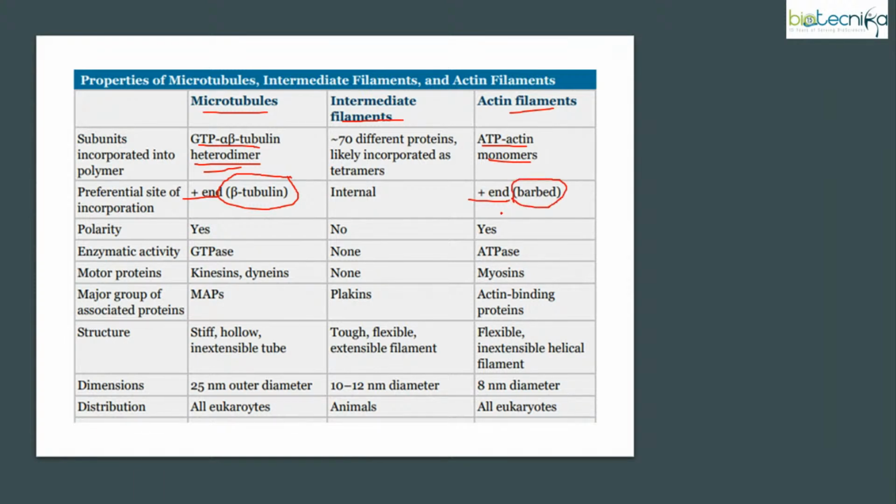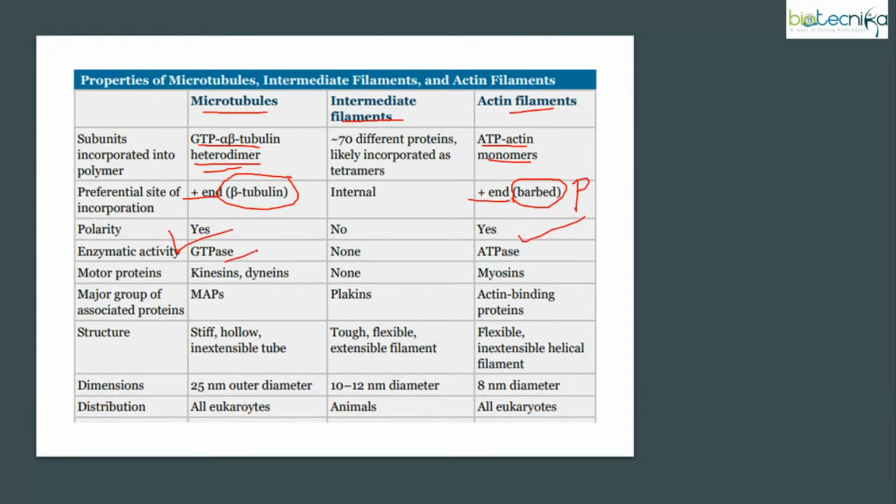Any guesses what the minus end indicates here? The way the positive end is known as barbed end, for the minus end, what is the name over here? Here we can say that alpha tubulin is the minus end. That is quite obvious. But here, what we can say? This is known as pointed end. Minus end is known as pointed end. Remember this part. Polarity, yes, they do have polarity. Which ones? Both microtubules and microfilaments.